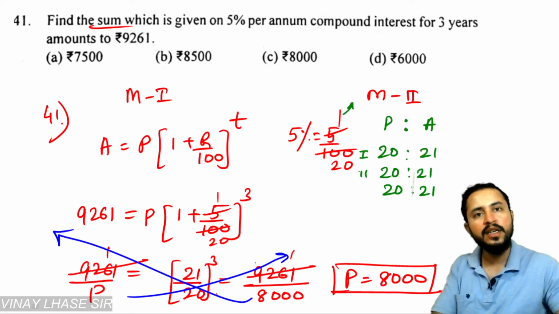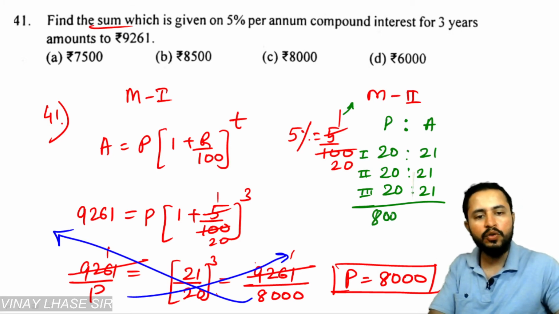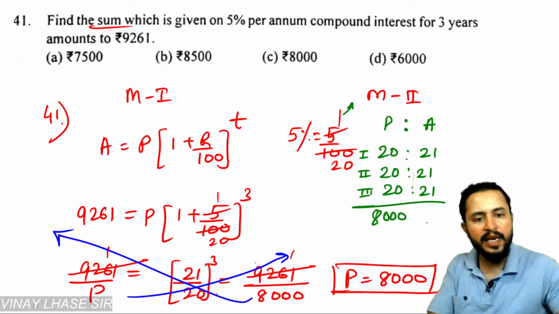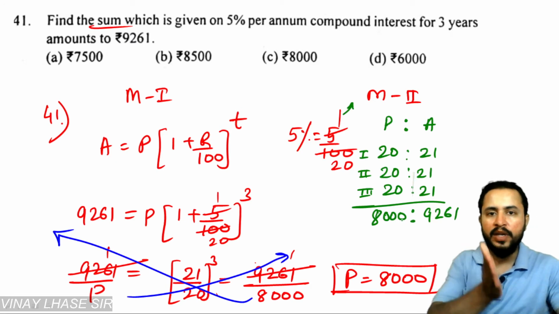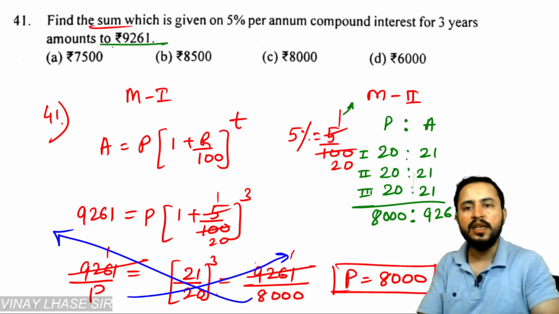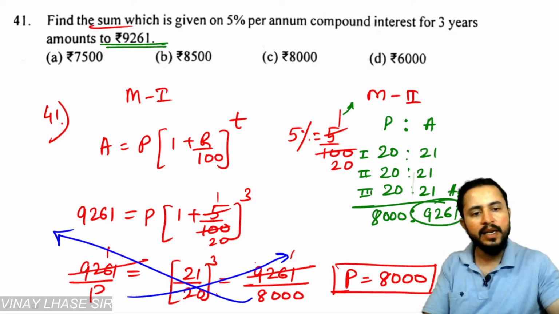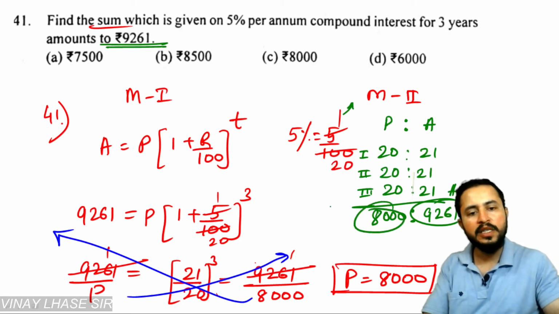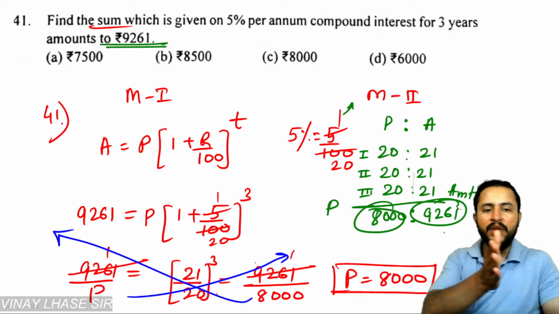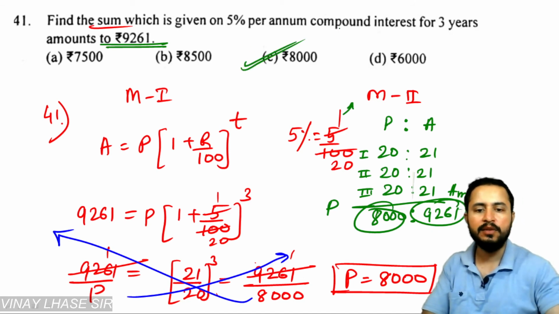First year, second year and third year, all together for 3 years, the effective principal is 20 cubed, 8000, and 21 cubed is 9261. So 8000 principal is amounting to 9261. Now use the unitary method. The given amount is 9261, and the amount we are getting is this much, and our principal is 8000. So I can say the amount 9261 has principal 8000. So the answer for this question is 8000 only.